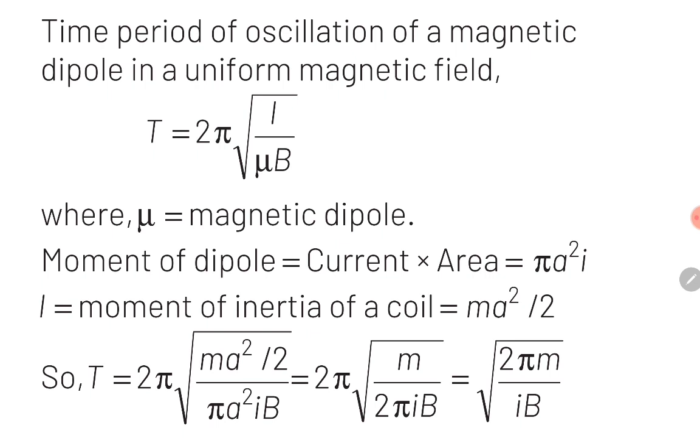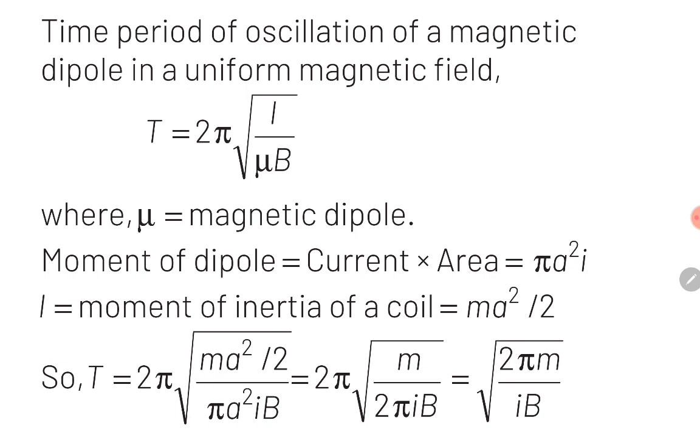Also guys, magnetic dipole moment m for a circular loop carrying current I is given by the formula NIA, where N is number of turns, I is current, and A is area of loop. In this case, we'll take number of turns as equal to 1 and area of loop will become equal to pi r square. So guys, you can observe here below that in place of moment of inertia I, we have substituted m a square by 2 because radius is equal to small a. And in place of magnetic moment m, we have substituted I into pi a square because area is pi a square.